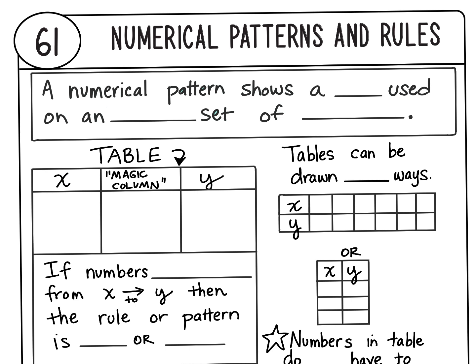Are we increasing by adding the same thing each time? Are we increasing by multiplying by the same number each time? That's what we're going to be working on today. We're going to organize those patterns within tables. And we call these patterns rules, okay? So a numerical pattern shows a rule used on an ordered set of numbers.